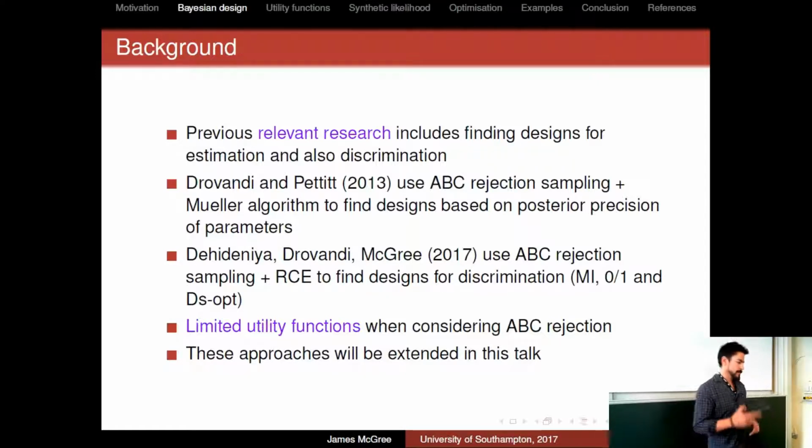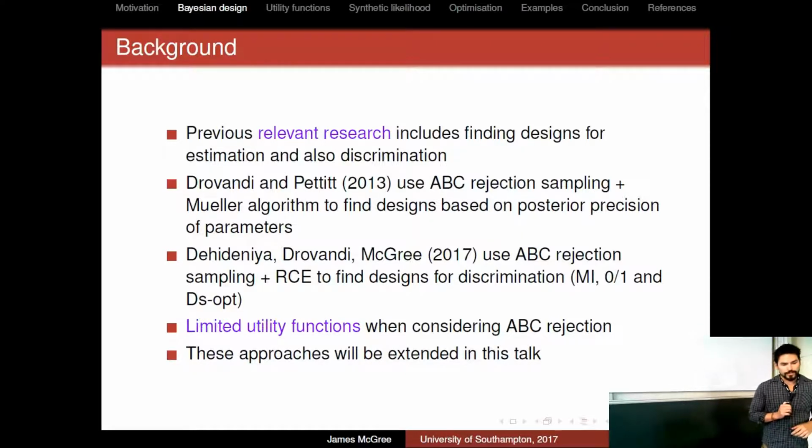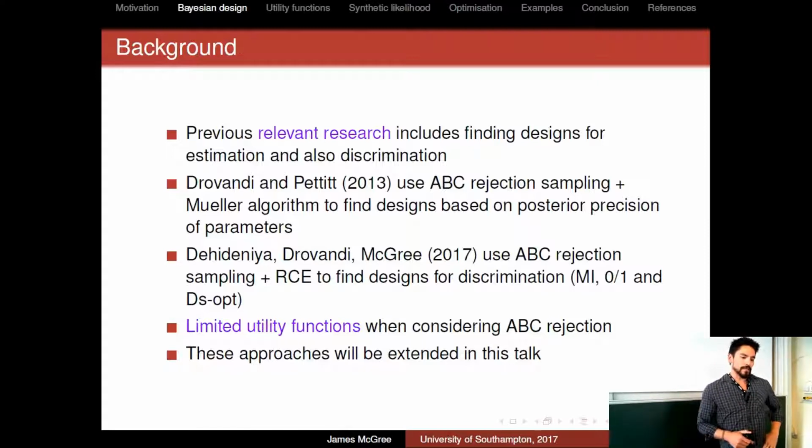Okay? Similarly, in the work of Mahasen, he used ABC rejection to find designs for discrimination. So this MI stands for mutual information, and there's a 0, 1 utility function in there. But both of those use the posterior model probability in evaluating the utility. And actually, using ABC rejection, it's straightforward to get an estimate of a posterior model probability as well. So it's the same case here.